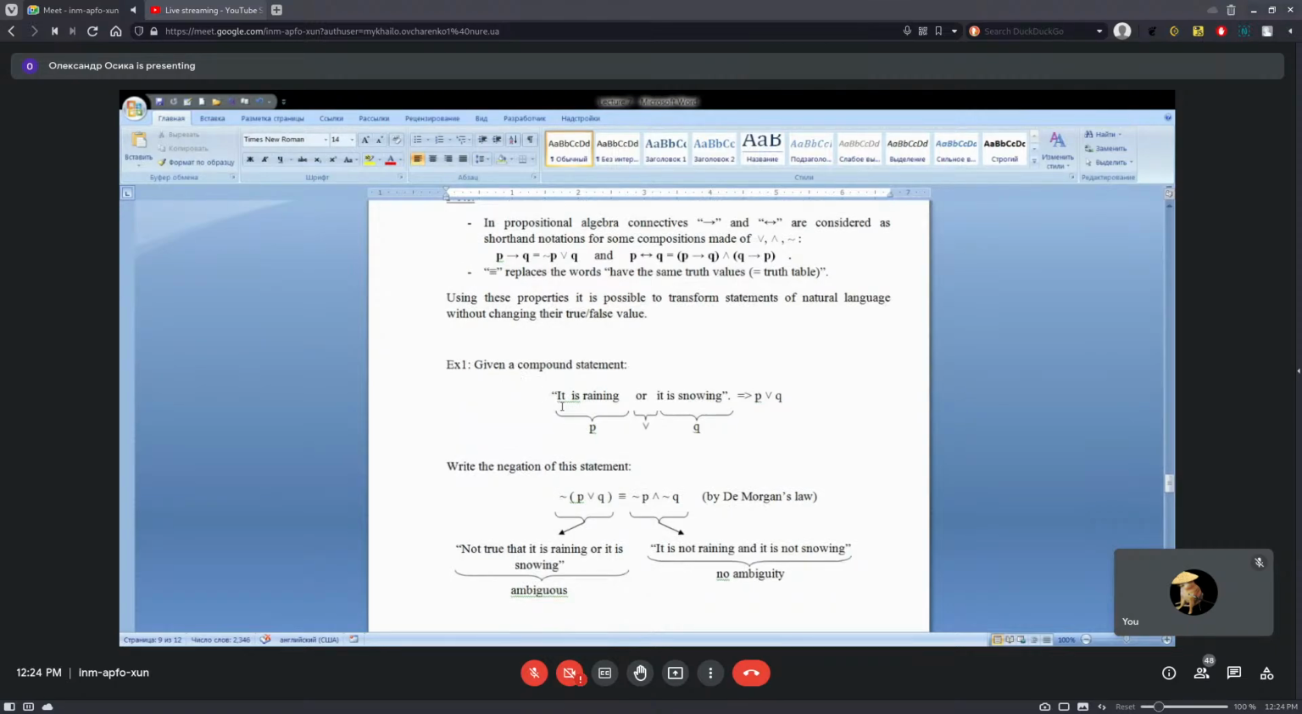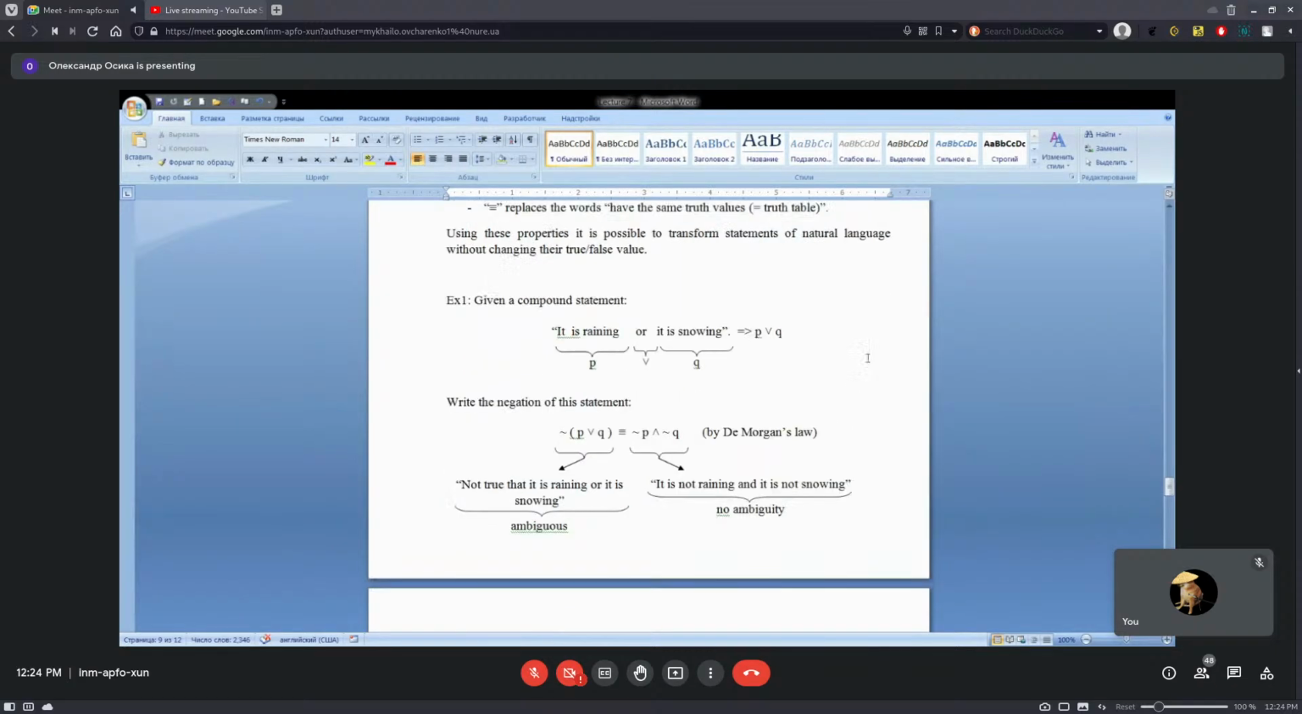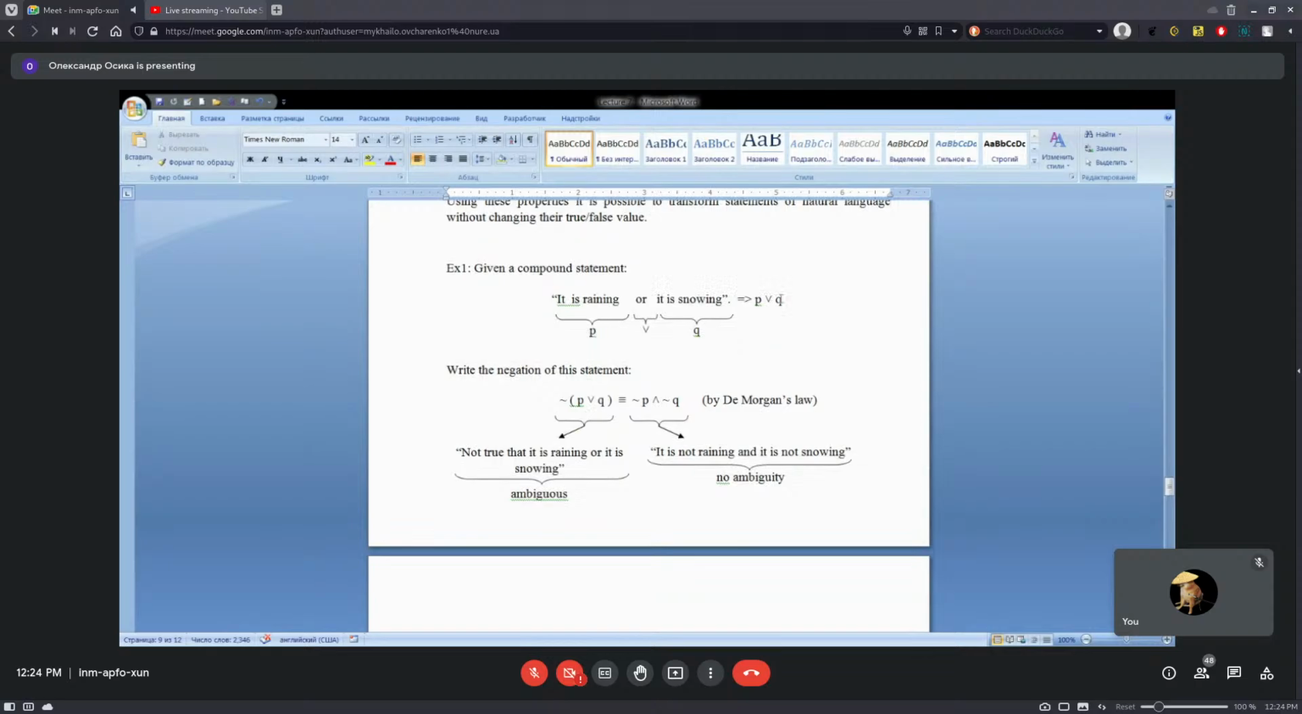Given an example, a compound statement: it is raining or it is snowing. P or Q. This is the logical form. Write a negation of this statement. So here it is simple. It is raining or it is snowing. There is no ambiguity, clear, but if negation, not P or Q. Okay. Not true that it is raining or it is snowing. Well, we don't understand this not. It applies to everything that follows after true. Or maybe not it is raining, or it is snowing without negation or something.